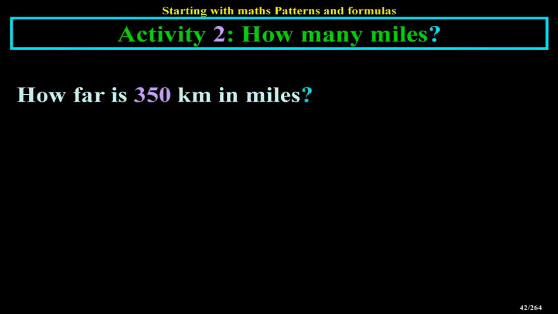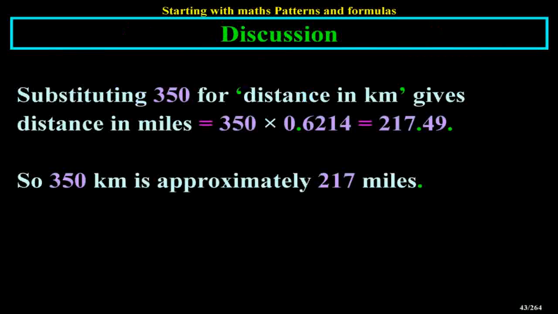How far is 350 kilometers in miles? Discussion. Substituting 350 for distance in km gives distance in miles equals 350 × 0.6214 equals 217.49. So 350 kilometers is approximately 217 miles.